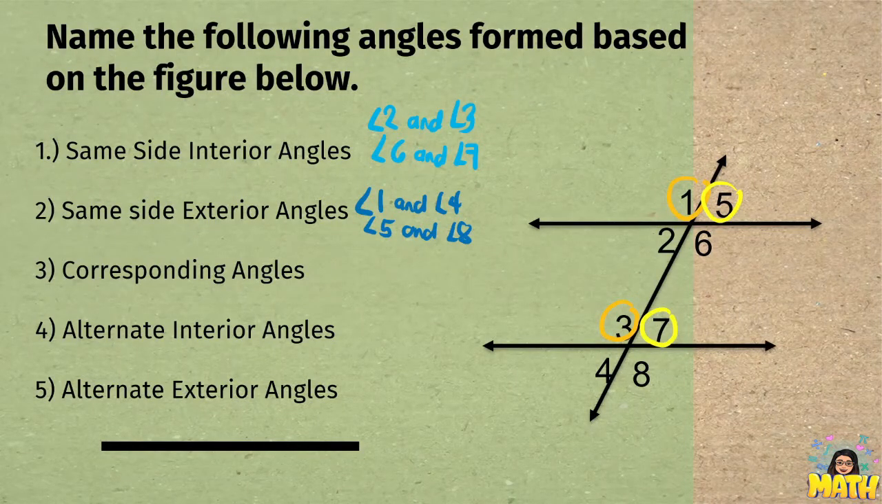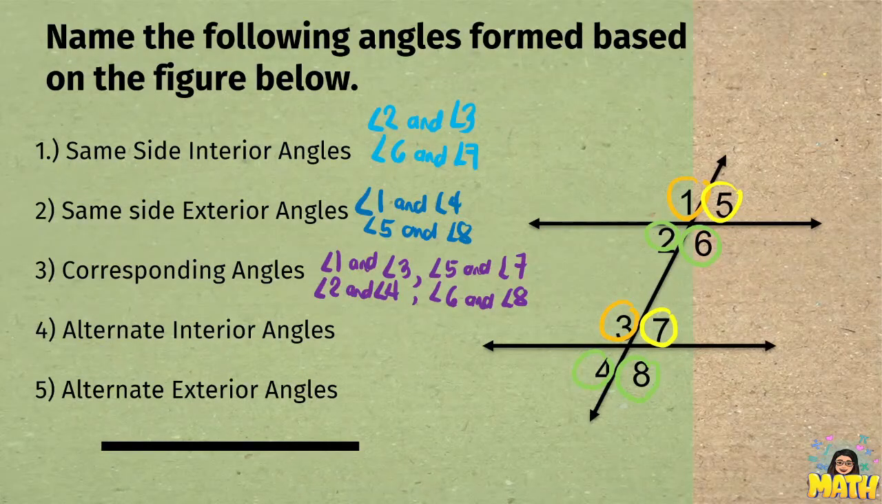Halos pareho sila na nasa taas ng parallel lines at nasa left side. Furthermore, we still have angles 2 and 4, parehong nasa baba ng ating parallel lines at nasa left side, and angle 6 and 8. So these are the corresponding angles. Number 4, alternate interior angles. From the word interior, ito dapat ay nasa loob, and from the word alternate, ito dapat ay magka-opposite out of the transversal line. So we can have angles 2 and 7 and angles 6 and 3.